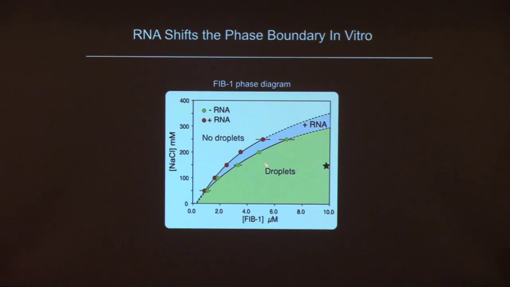So what that means is that if I was at a point here, if there's no RNA, then I would not have any droplets. I'd be outside of this two-phase region. But once I add RNA, now I'm inside the two-phase region. And so that, of course, means that RNA is promoting droplet formation. It's somehow promoting condensation of these droplets.